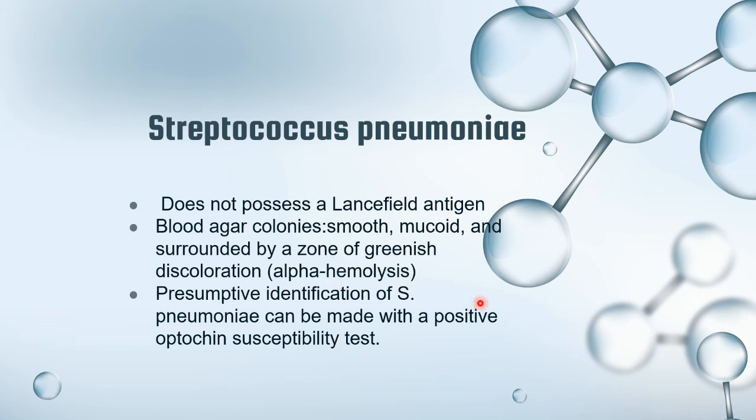So, presumptive identification of S. pneumoniae can be made with a positive optochin susceptibility test. So, paano po yun? If you have seen an alpha reaction or alpha hemolytic pattern sa blood agar plate, you could suspect na it's possible Streptococcus pneumoniae. Okay. So you can further confirm by using optochin susceptibility test. Okay. Pag nag-positive ka doon, so you can say talaga na it is Streptococcus pneumoniae.